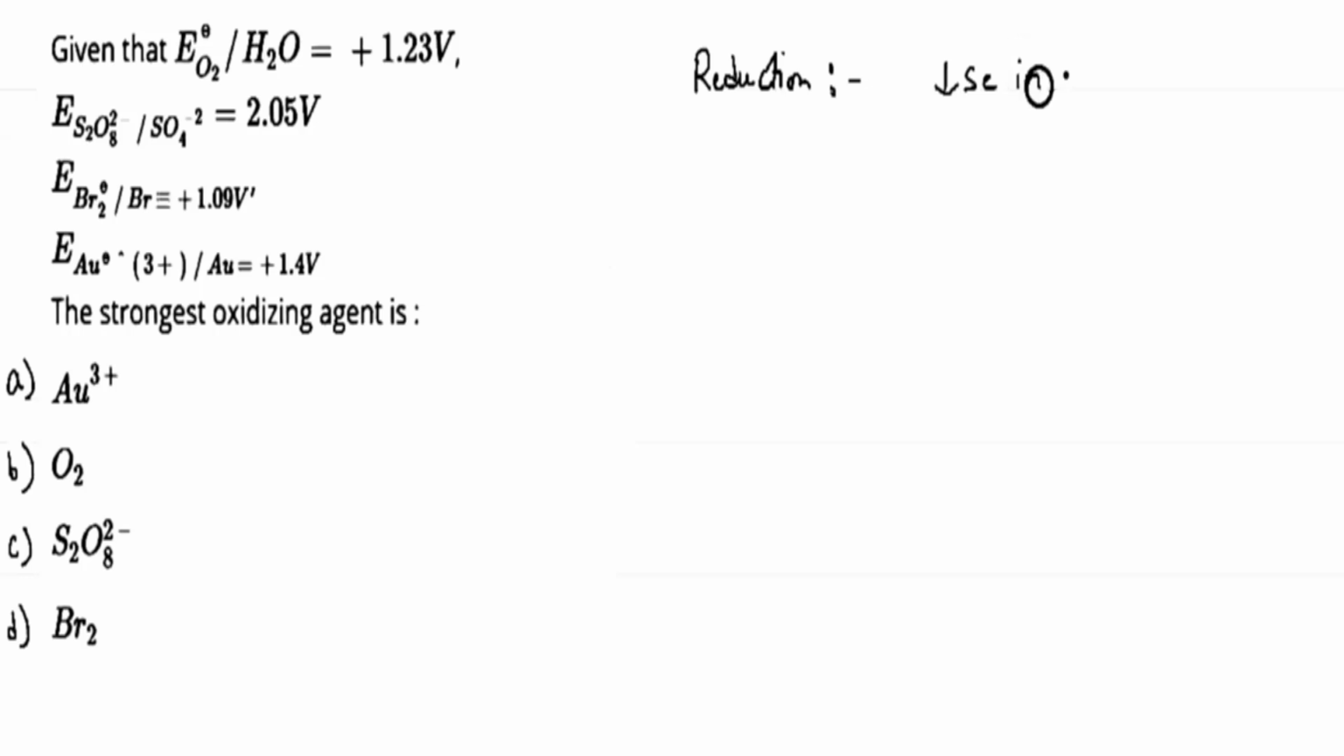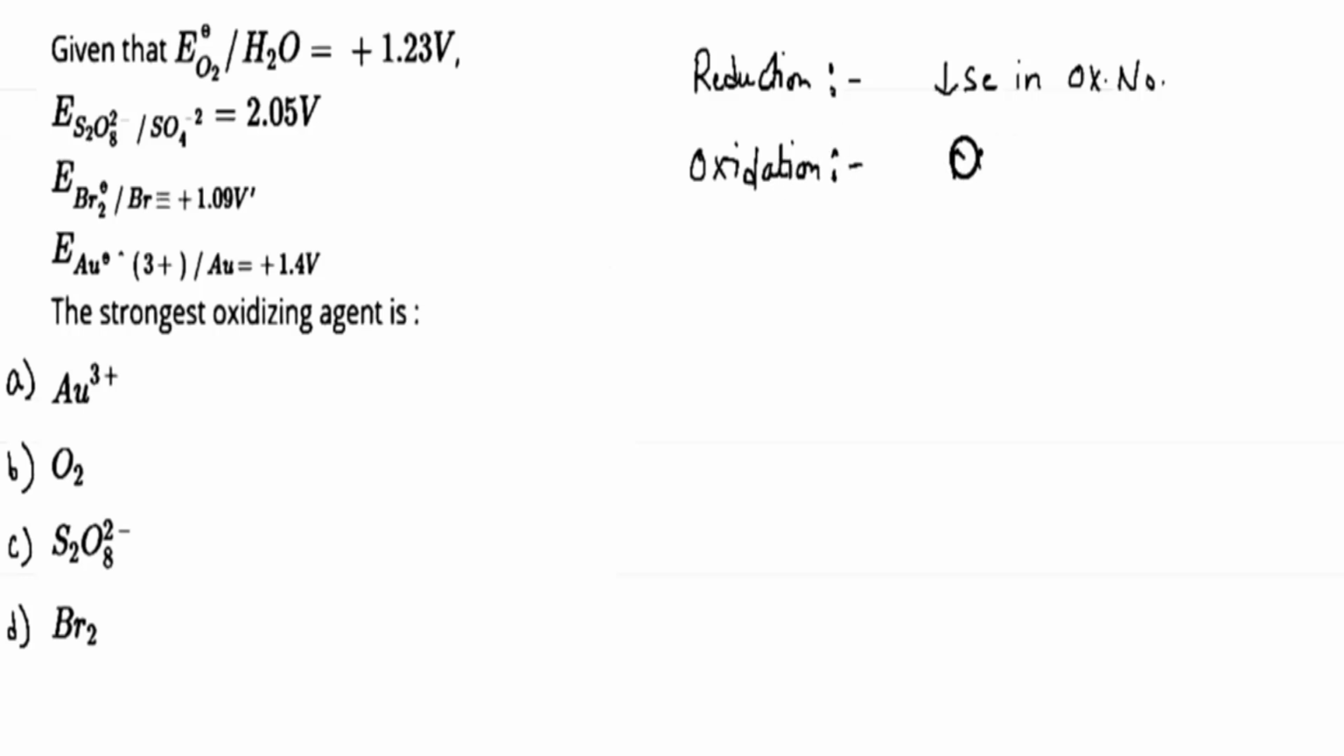So whenever there is a decrease in oxidation number, you can understand that there is a reduction process taking place over there, right? And when there is an increase in oxidation number, so this is oxidation.